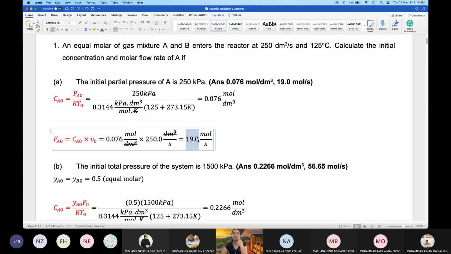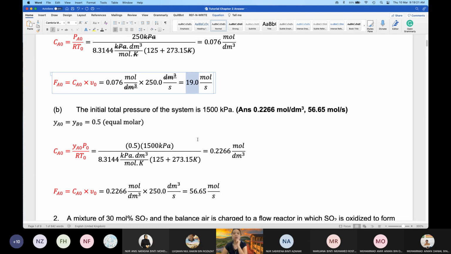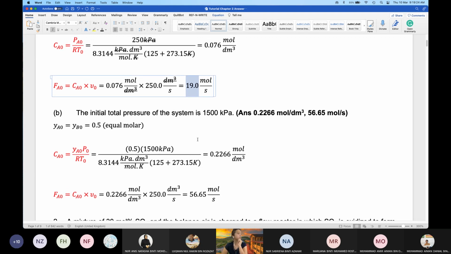So done for part A. I will go to part B. Then I will give you 1 or 2 minutes to solve the equation. Okay, I will go to part B first. So part B, they ask us to calculate again CA naught and FA naught. But in part B, they tell us the initial total pressure of the system is 1,500 kilopascal.